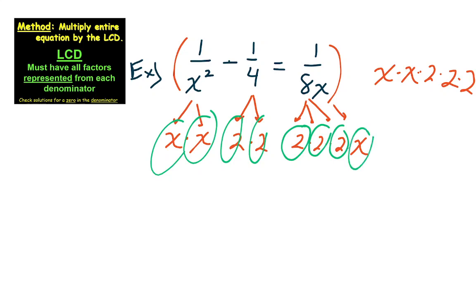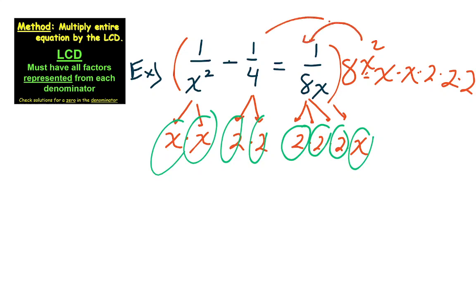I need an x. I already have an x. Take your pick. It's one of those x's. And so my LCD ends up being x squared 8, otherwise known as 8x squared. Again, the LCD is 8x squared.